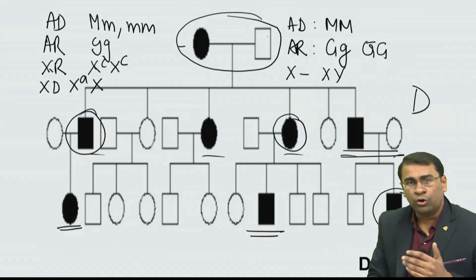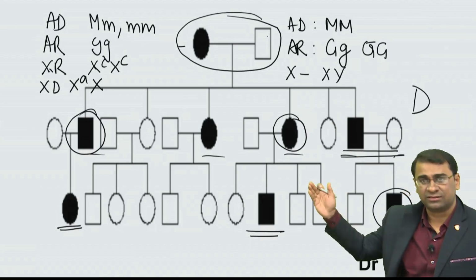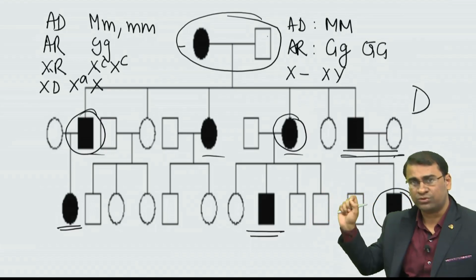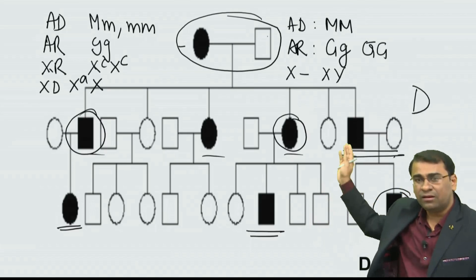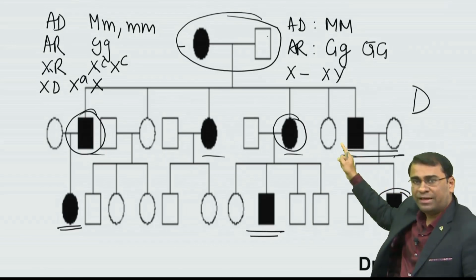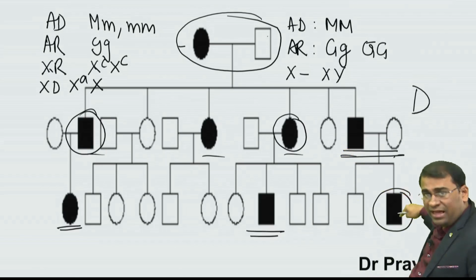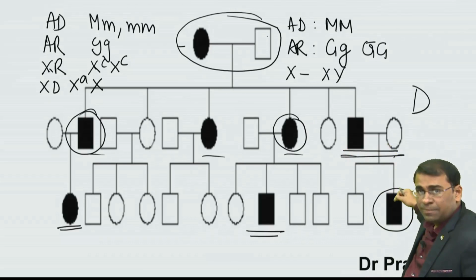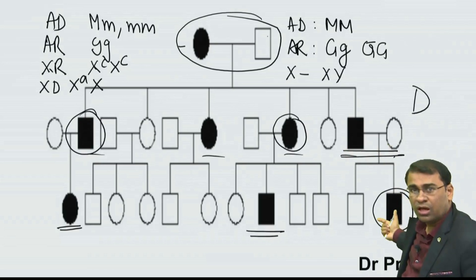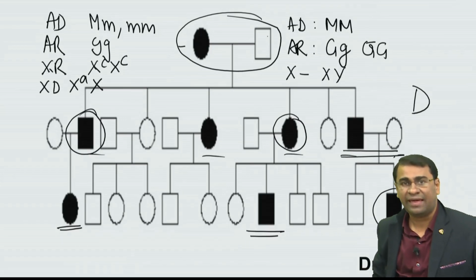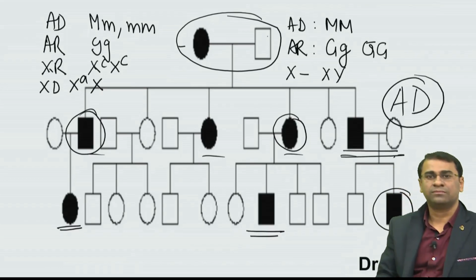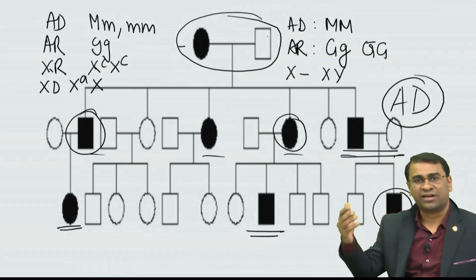Now what to do? Look for the males. Do you anywhere see a male transmitting to son? Look, male is given to son. Can this be X-linked? No, a male can never give to son in X-linked disease. So the answer becomes autosomal dominant. Simple. Let's try the next one.